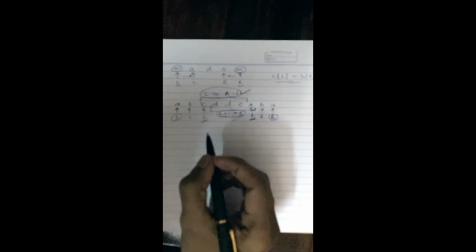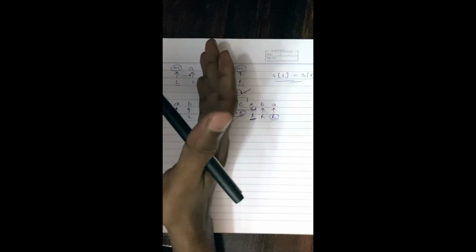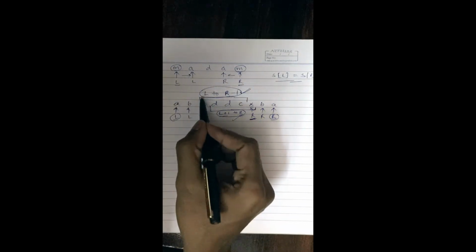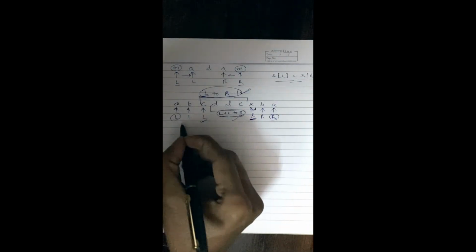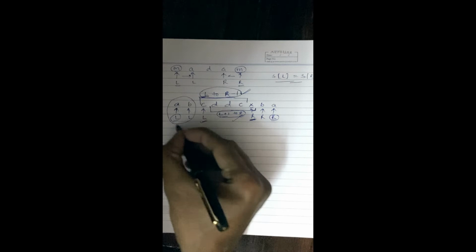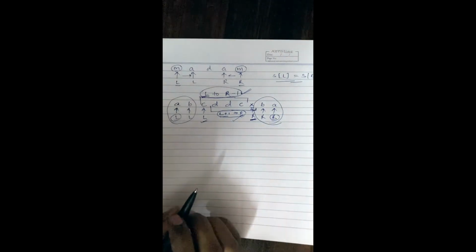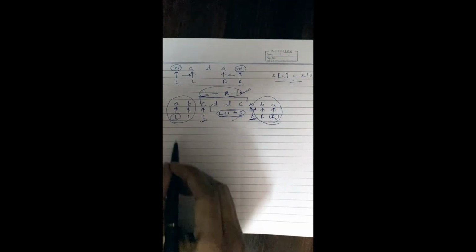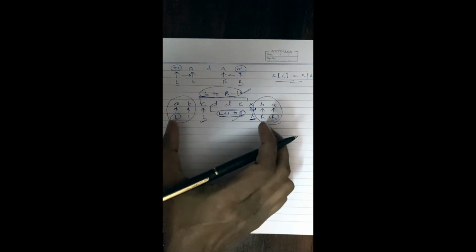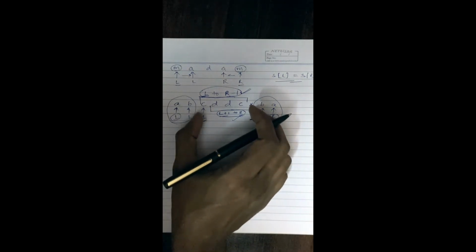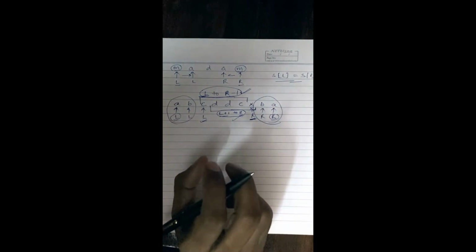That's because anything towards the left of L is already a palindrome. We have already compared this portion and this portion, and we have already confirmed that these two follow the property of a palindrome. So we don't have to take care of this one. Whatever is left, we'll compare only that portion.